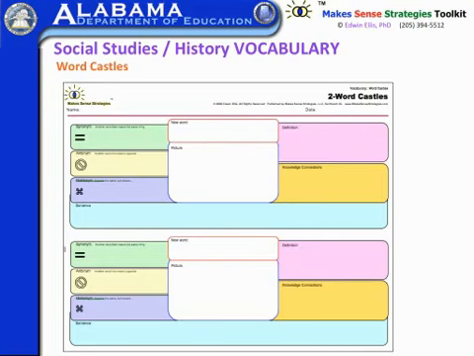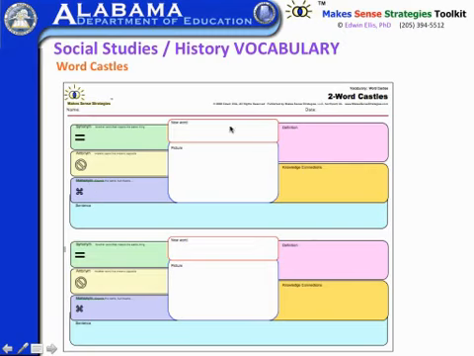Now let's look at another one. These are called word castles. The way these work is set up similarly, but there are a few other dimensions to it. So you have a new word. What's the definition? Just in details. What's a knowledge connection? What's it remind you of? What's a picture? And then over here, what would be a synonym, or another word that means the same thing? An antonym, what would be the opposite? And if there is one, a homonym, and then construct a sentence using the term.